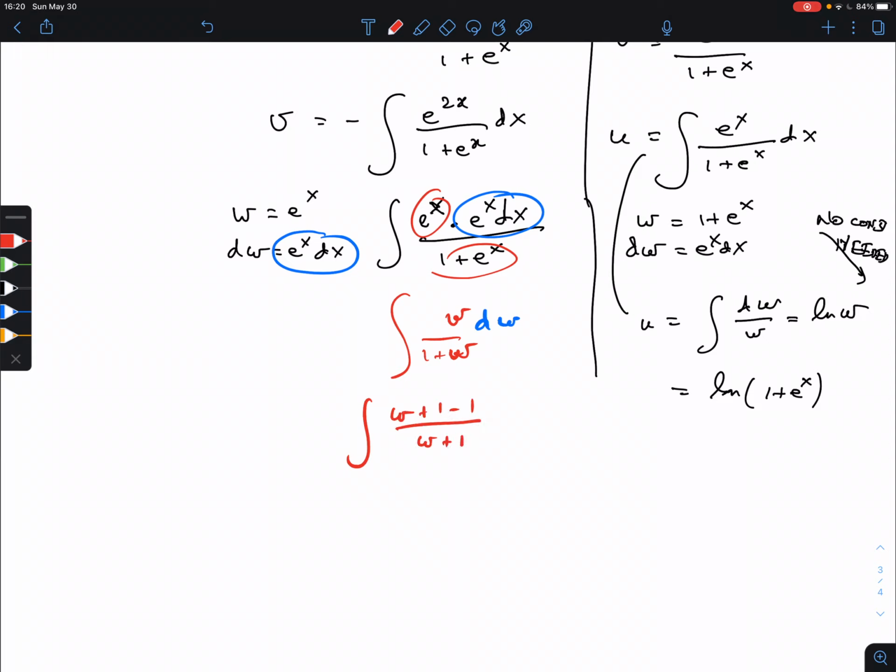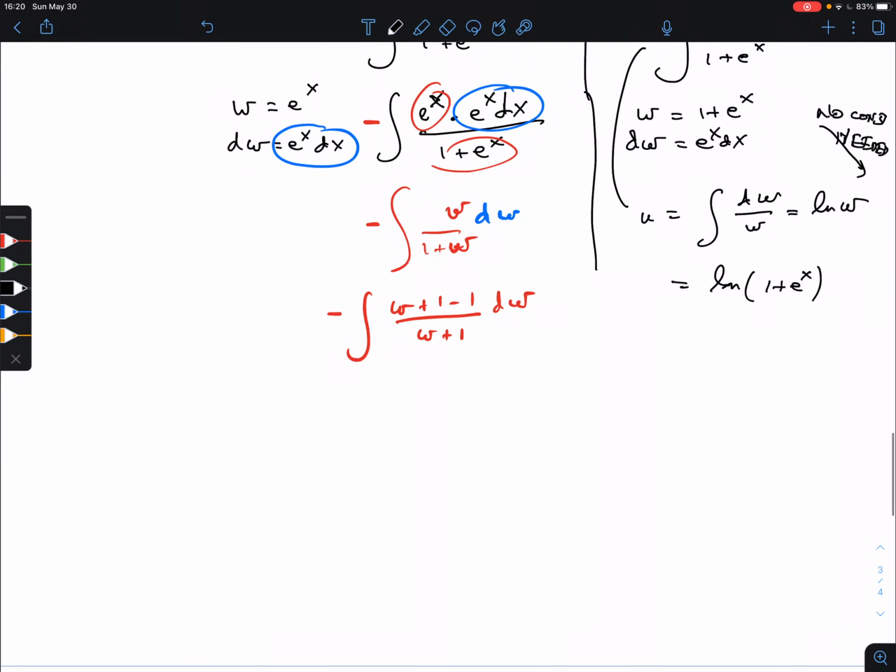Let's put it this way. w is the same as w plus 1 minus 1, right? There's still a minus sign in front of all this stuff, so I should keep my minus signs in front of it. And so this is dw. Let me go back to black here. So what does that do? Well, w over 1 plus w, I'm going to divide this and this. This gives me 1, and this gives me 1 minus 1 over 1 plus w, dw.